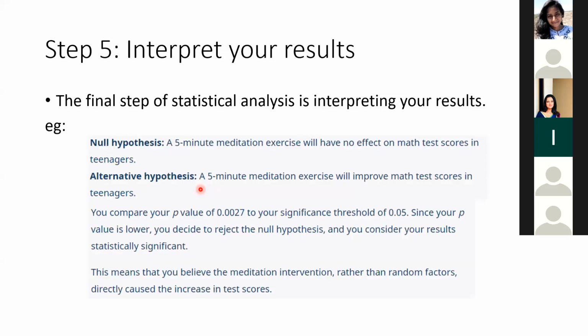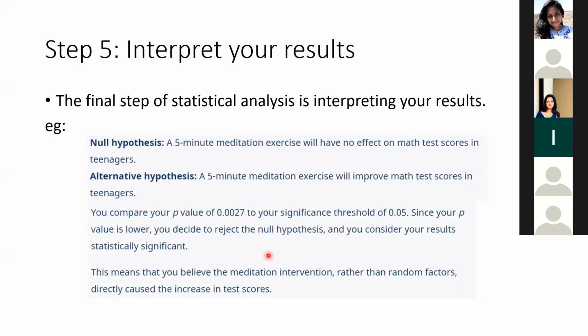So I'm giving an example here. Here the null hypothesis: a 5-minute meditation exercise will have no effect on math test scores, right? So we are trying to see whether a 5-minute meditation exercise has an effect or not. Whereas the alternative is it would improve the math score, right? So the p-value was 0.0027, so we are rejecting the null, right?